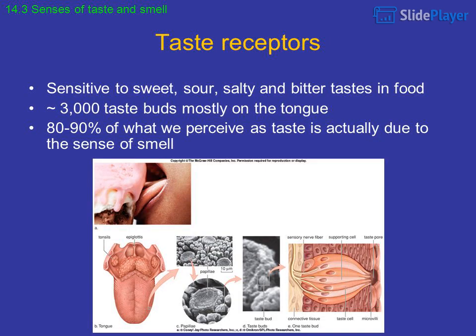14.3 Senses of taste and smell. Taste receptors are sensitive to sweet, sour, salty and bitter tastes in food. There are 3000 taste buds, mostly on the tongue. 80 to 90% of what we perceive as taste is actually due to the sense of smell.